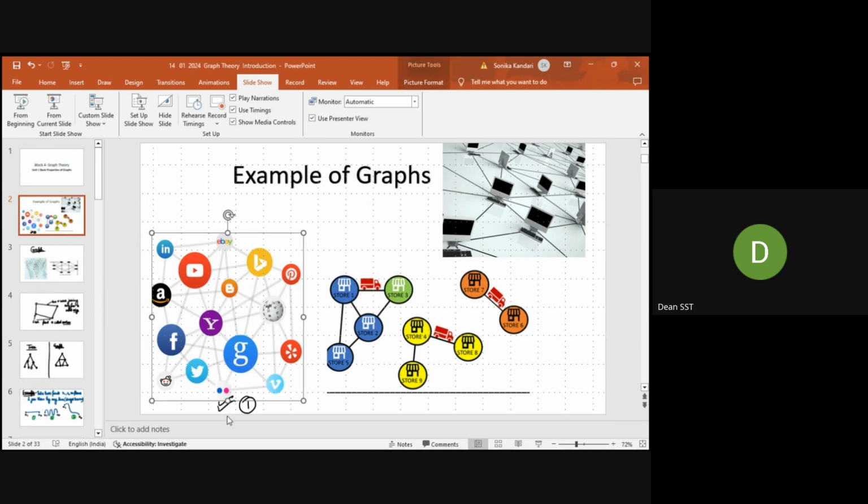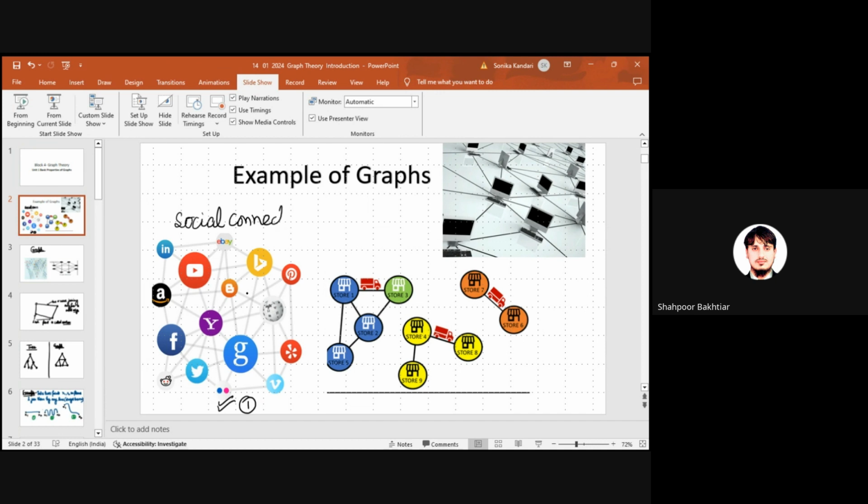These are some of the real life examples of graphs. Can anyone state what figure 1 is saying? It is showing a connected graph, a social network. Yes, our social connectivity is also in the form of a graph.